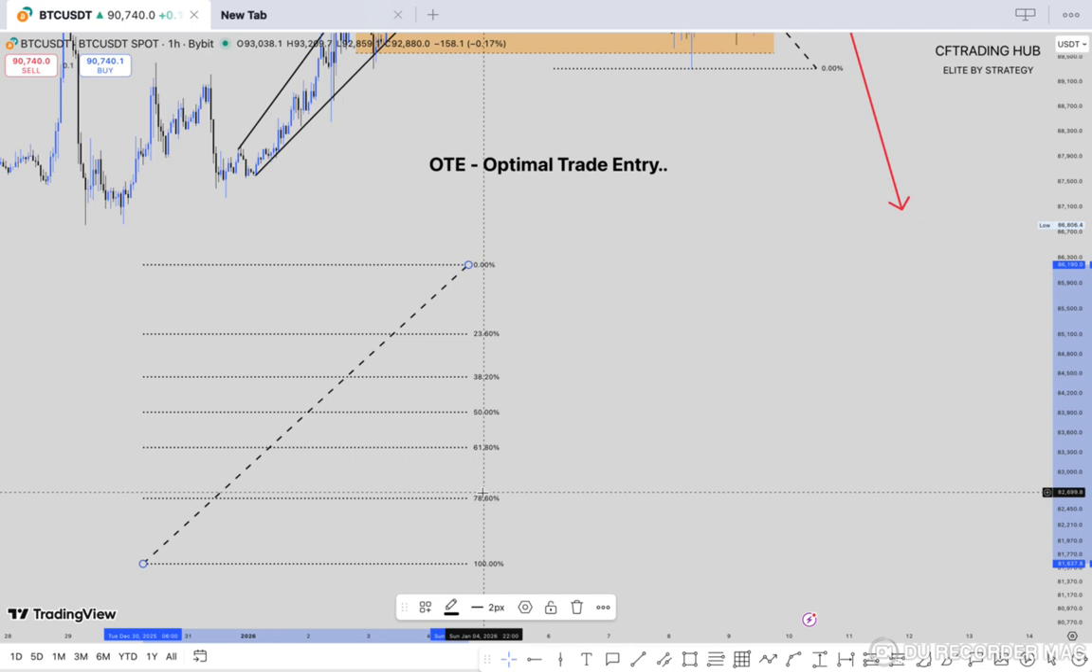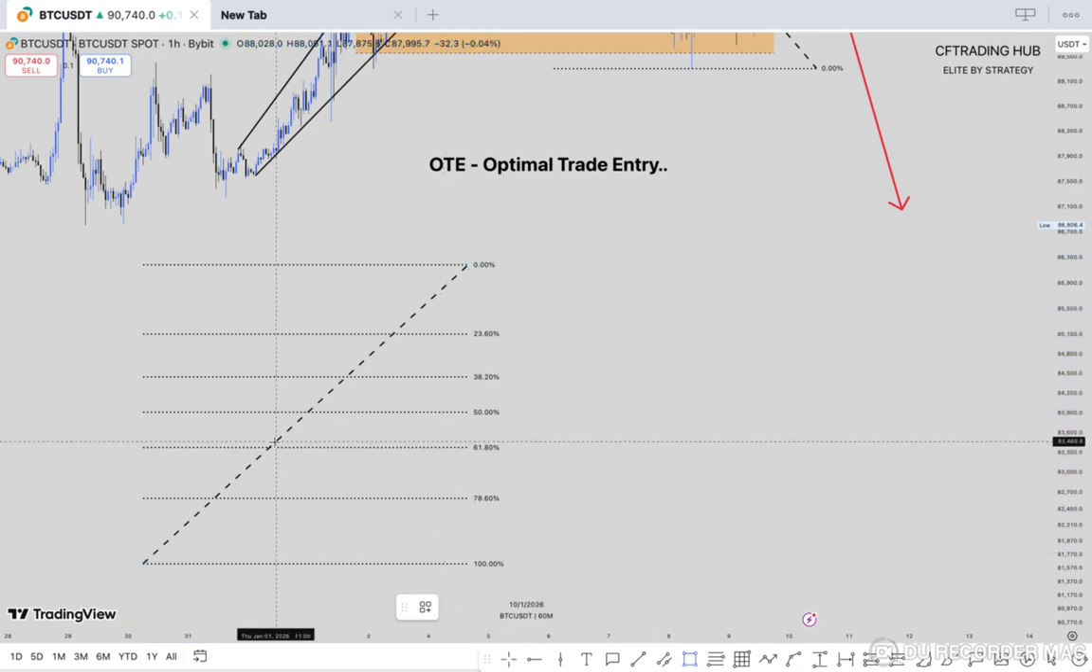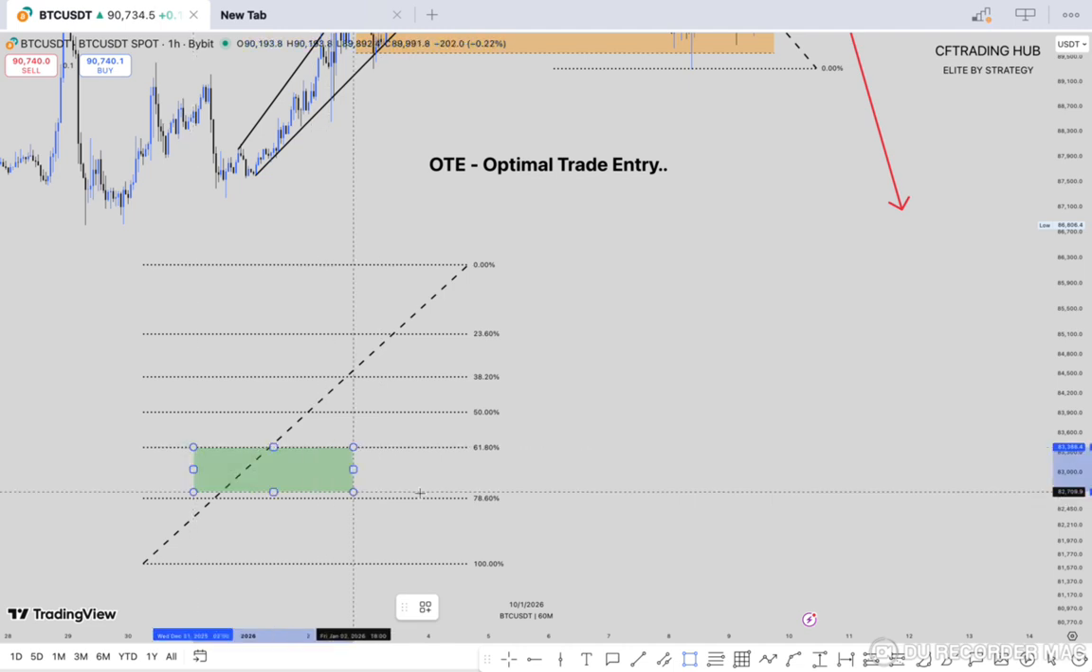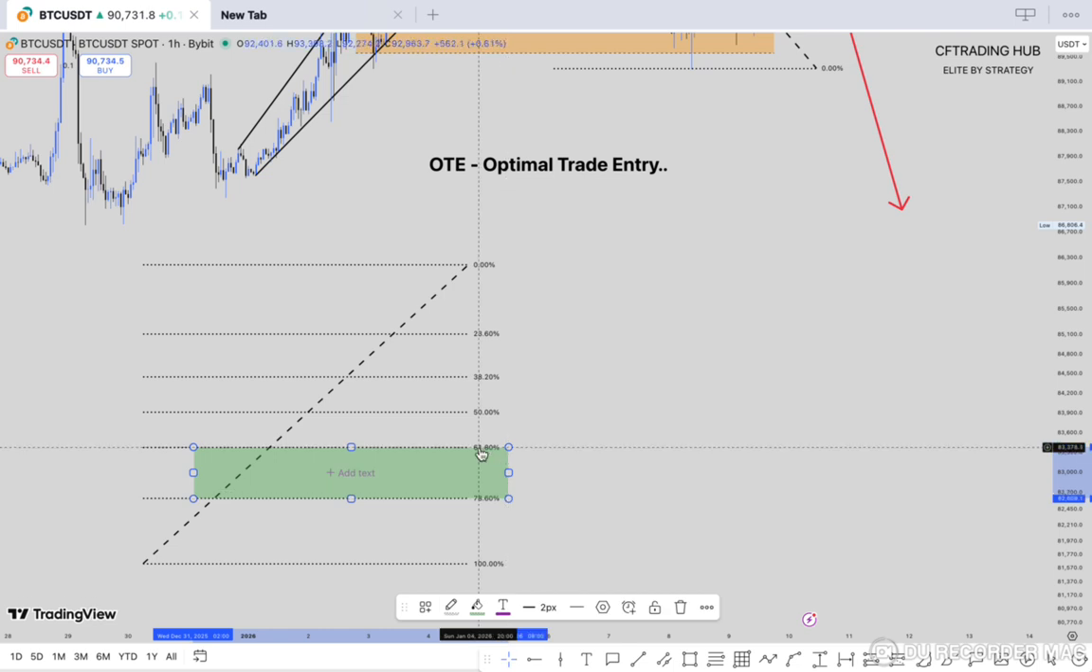But that is not what you want to know about the OTE level. What you want to know about the OTE level is that it is a particular level in your Fibonacci retracement tool. It is the level that comes in between 61.80% and 78.60%. That is your OTE level, optimal trade entry level.